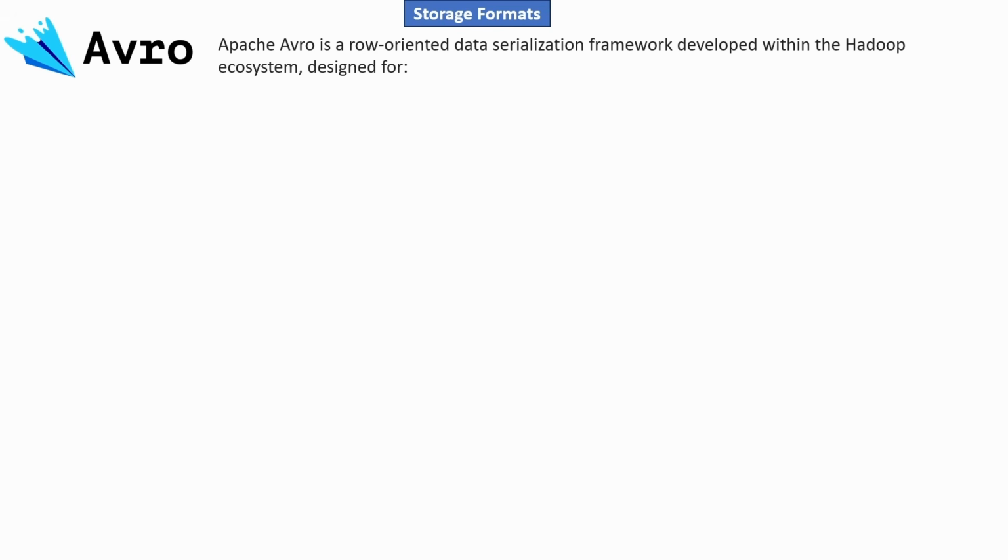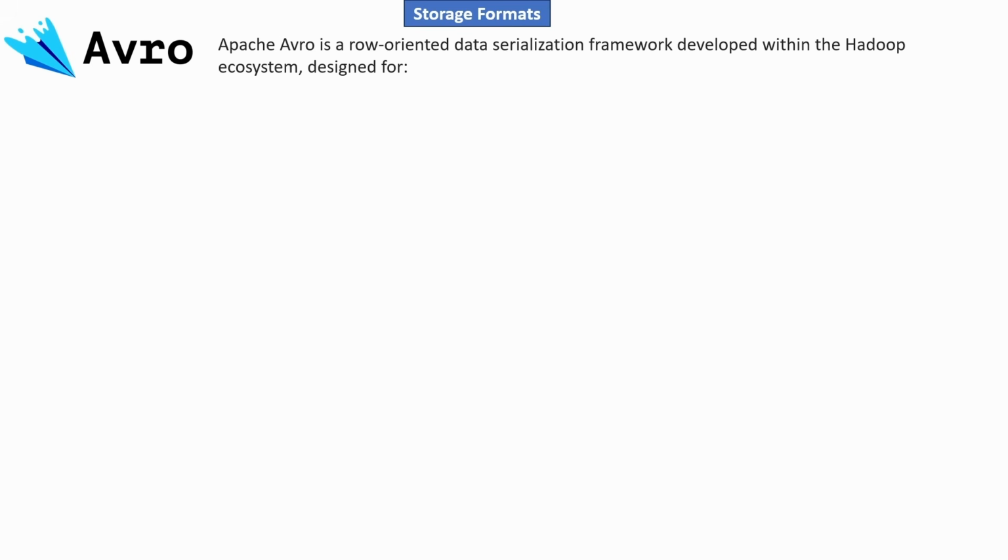If I go to the definition, as I just discussed, it provides efficient, compact, and schema-based serialization, which makes the Avro format very ideal for data exchange and streaming. In the same way, the definition is that Avro is a row-oriented data serialization framework developed within the Hadoop ecosystem.